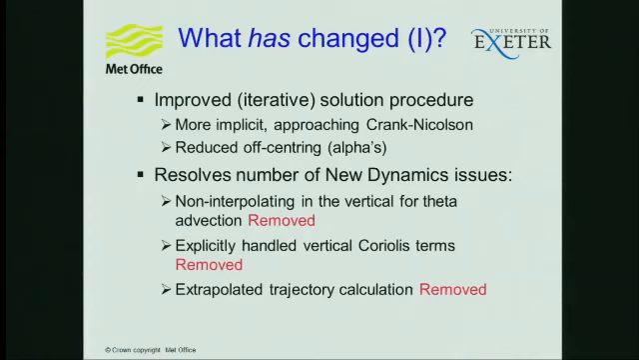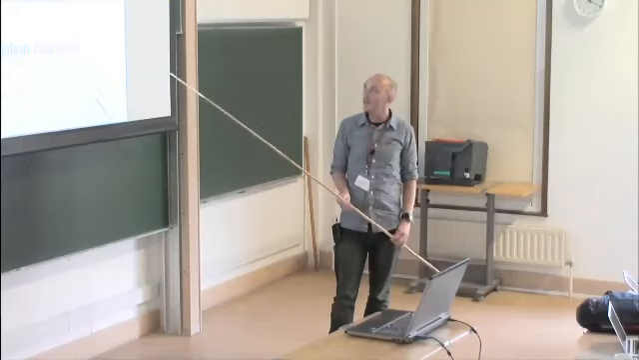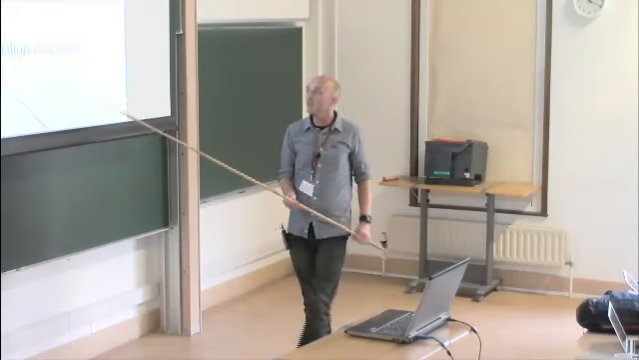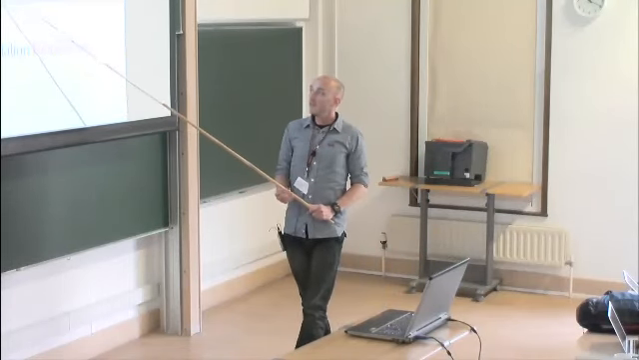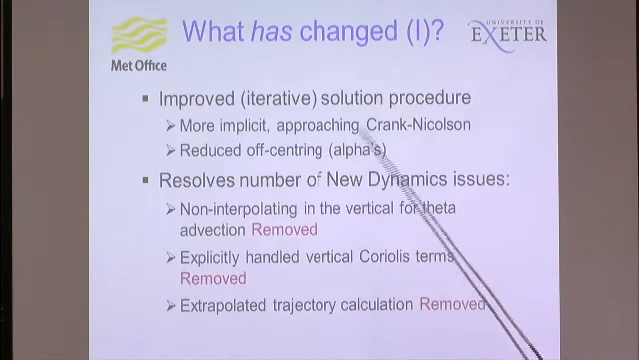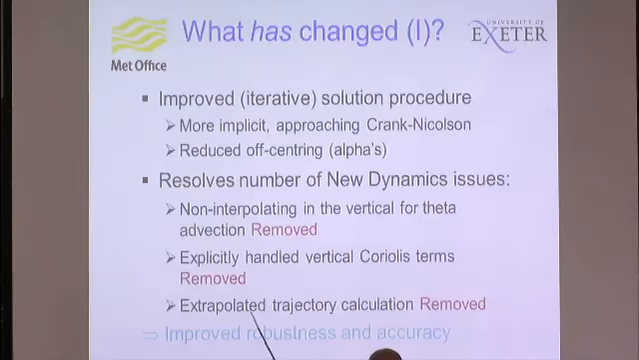We also resolve a number of issues with the new dynamics, which we think aren't good or are inconsistent. Particularly, again, Kevin mentioned this in his talk, this non-interpolating vertical advection of theta. We've moved to a full 3D semi-Lagrangian interpolation. The Coriolis terms are now handled as part of the iterative implicit scheme instead of being explicitly handled. And the departure point scheme, the trajectory scheme, is no longer extrapolated. Instead, it's handled again in a more centered implicit way. And all these go together to try and improve the stability and the accuracy of the model. I'll come to some results later which hopefully show some of these benefits.